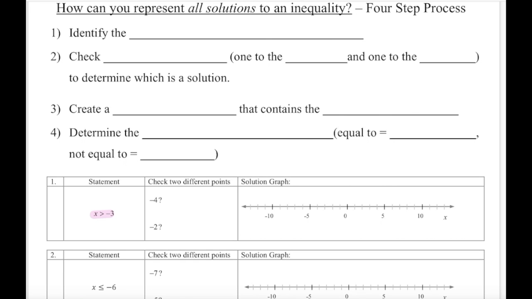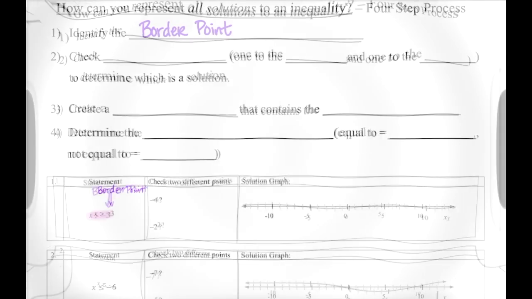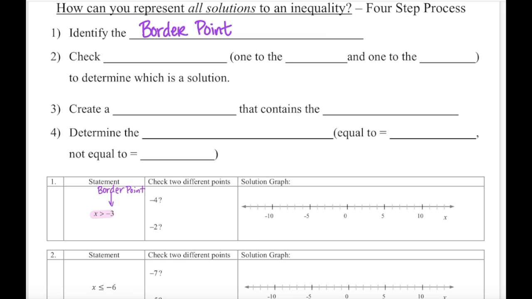Well, first of all, we need to figure out where these numbers are starting. So what is the quote-unquote border point of our solution set? That's going to be negative 3. This is called the border point. This is where your solutions start. The border point is the only number in the statement. So 0, negative 1, negative 2, here's negative 3. That means my solutions are either going to be to the right of negative 3 or to the left of negative 3.